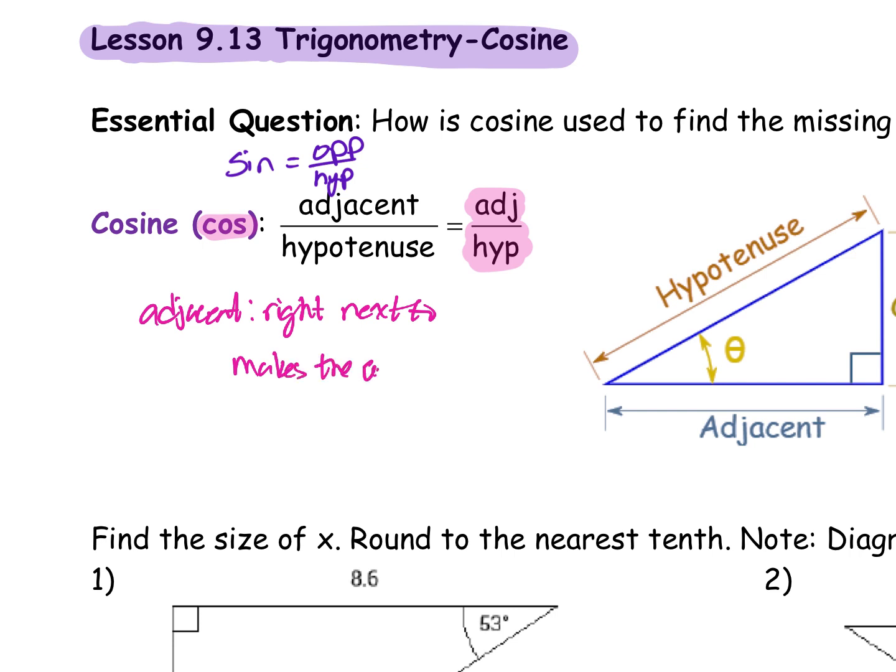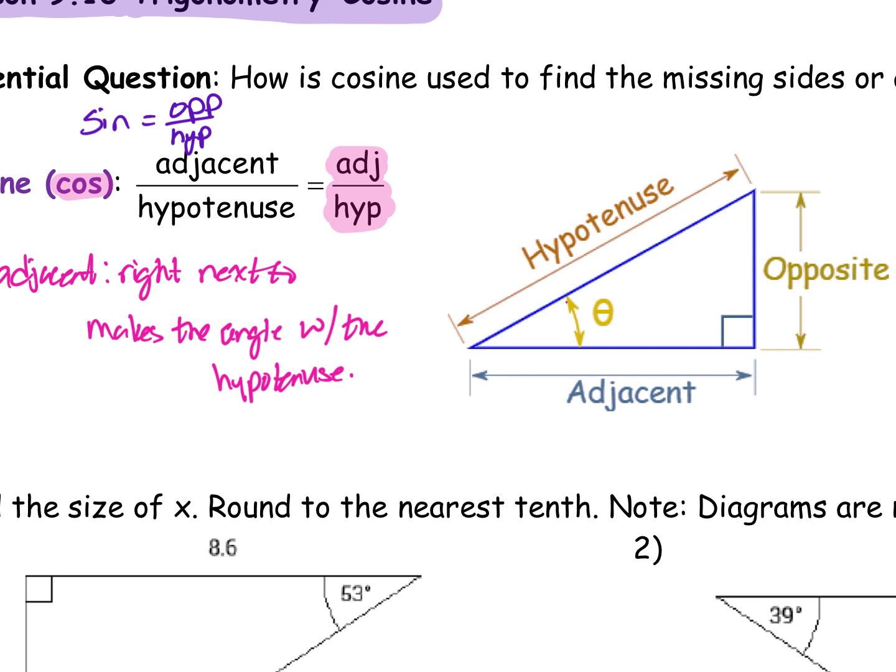So in this case, it makes the angle with the hypotenuse. It's actually making the angle that we're looking at, instead of opposite of the angle we're looking at. So if this is my angle, theta, you can see here's my hypotenuse and here's my adjacent side. They make the angle. That's what I'm going to be looking at for today.